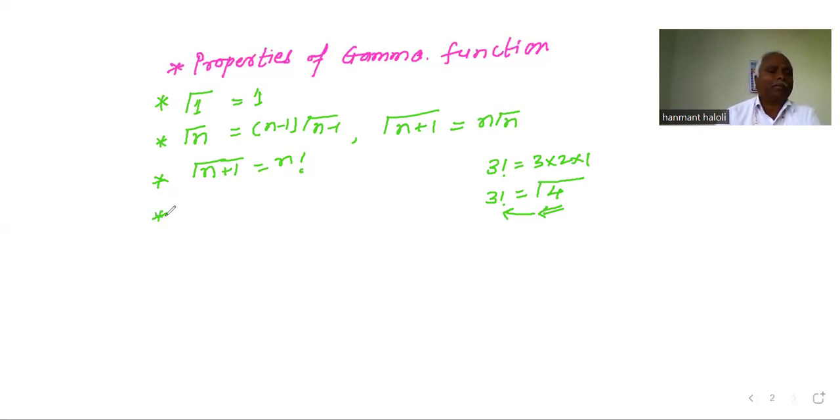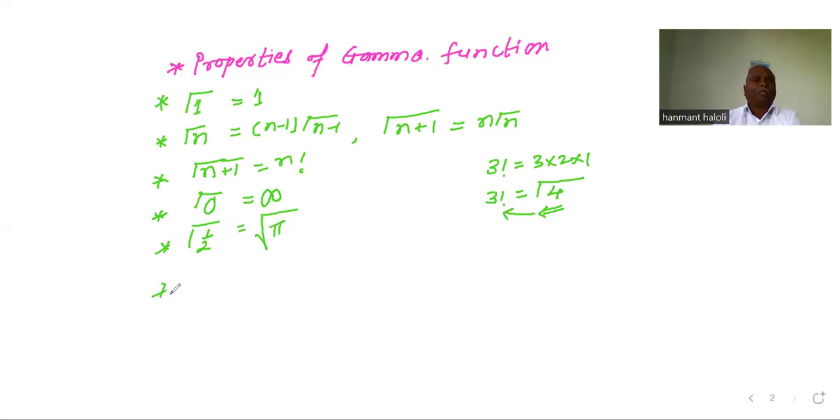Then gamma of 0 is equal to infinity. This is an important formula, the value of the gamma function at 0. Next is gamma of half, gamma of 1 by 2. These are all values you get if you put them into the integral formula. Gamma half is nothing but root pi.